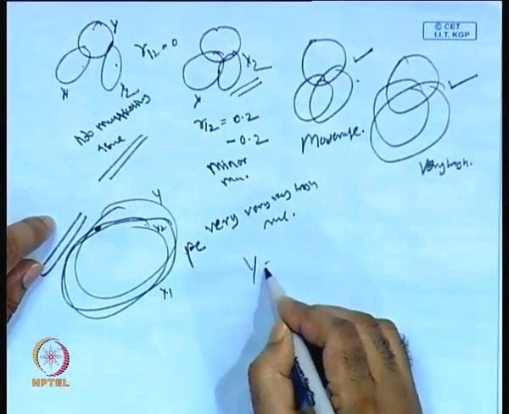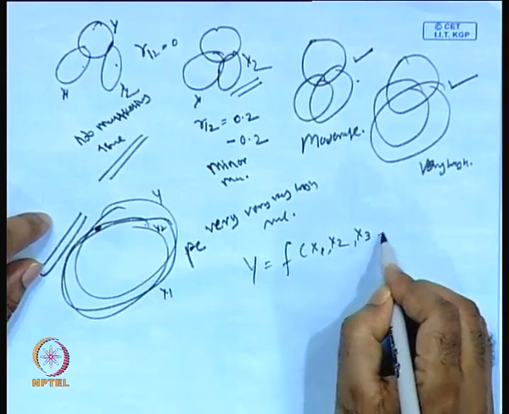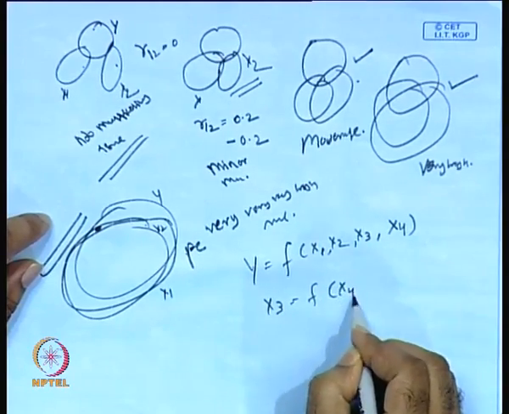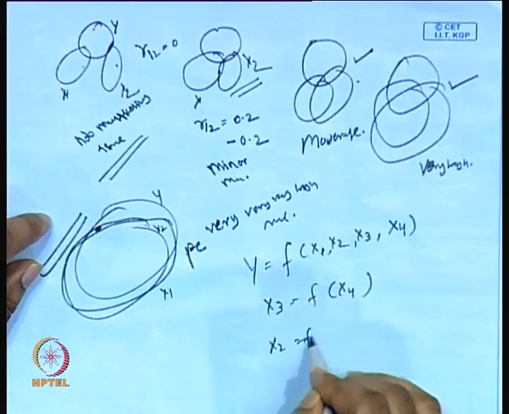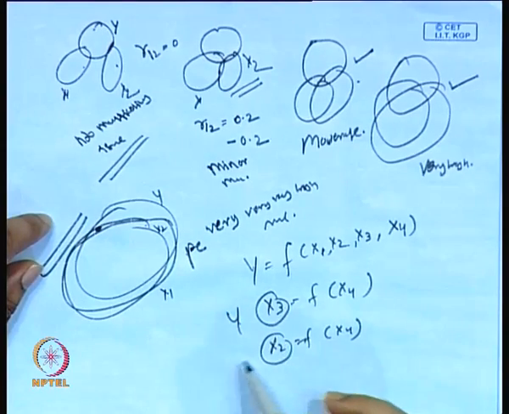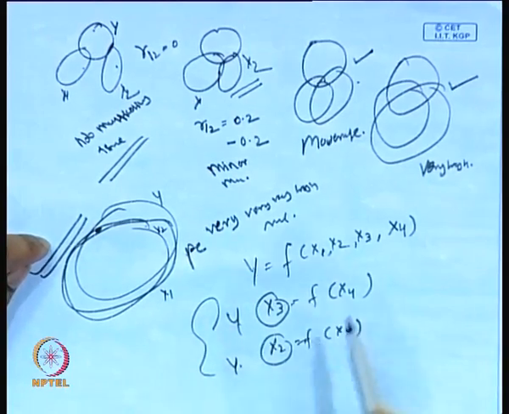But if, within the x's, some x is a function of another x, that itself is regression analysis altogether. If I put y equal to a function of x1, x2, x3 up to x4, then I may find x3 is a function of x4, or x2 is a function of x4. So x3 can be considered as another y, and x2 as another y, because it is altogether on the dependent side.